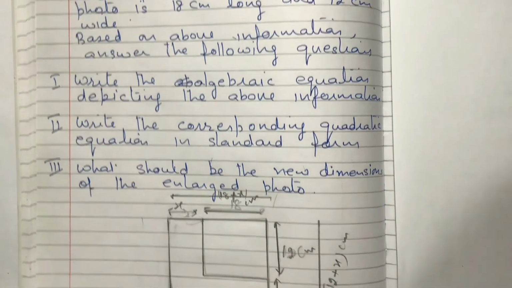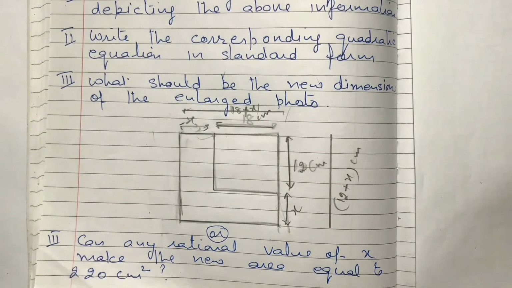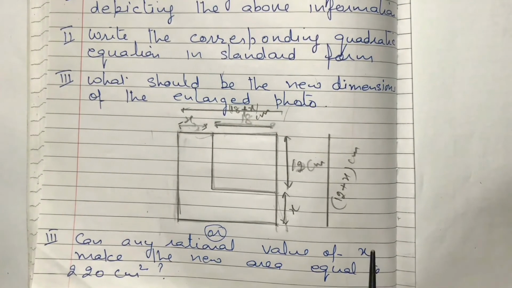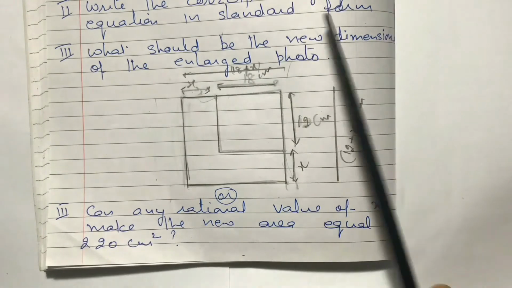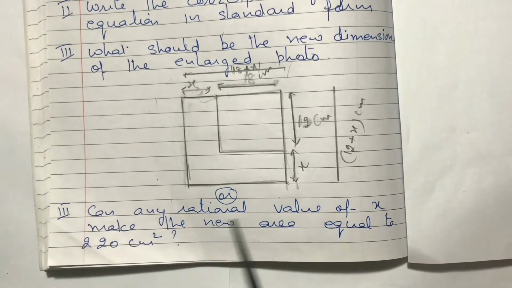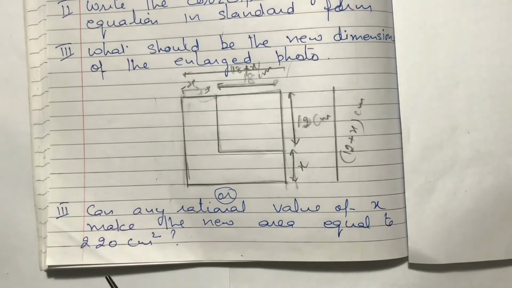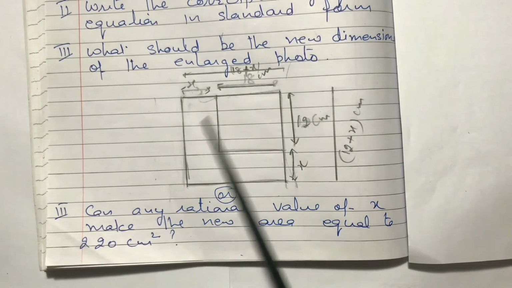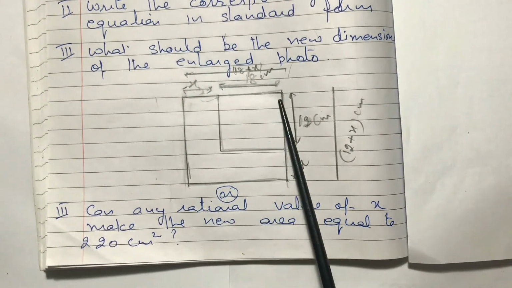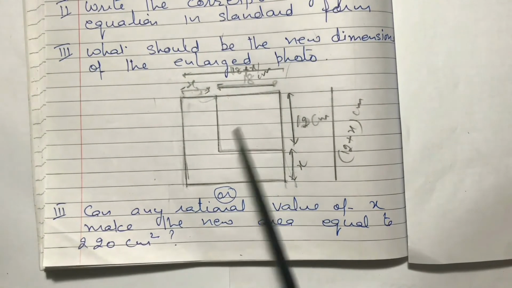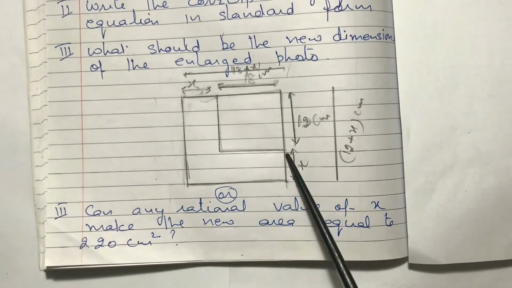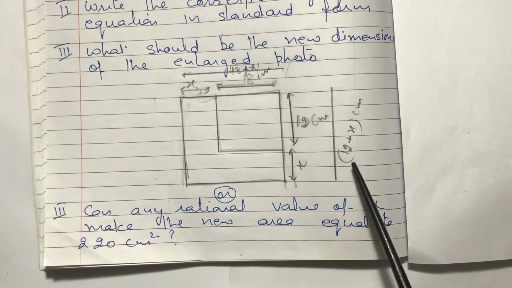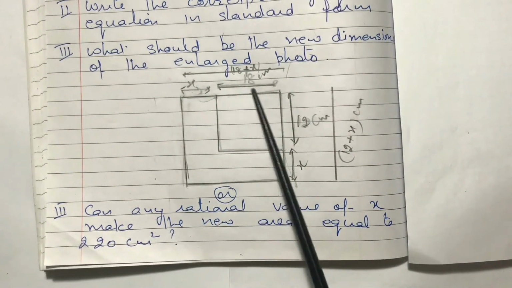Now this figure is given to us. Now its third part is, can any rational value of x make the new area equal to 220 centimeter square? Now this figure is given to us. Originally that photo is 18 centimeter long and 12 centimeter wide. It means its area is 18 into 12. It was enlarged by x centimeter from here as well as from here. It means its new dimensions are 12 plus x centimeter and 18 plus x centimeter.